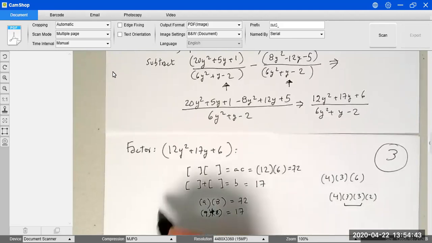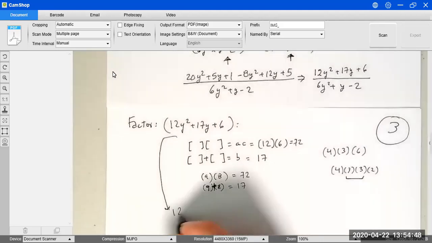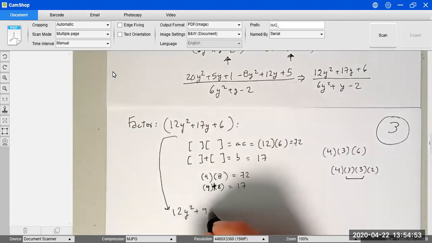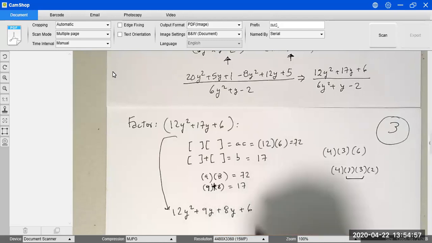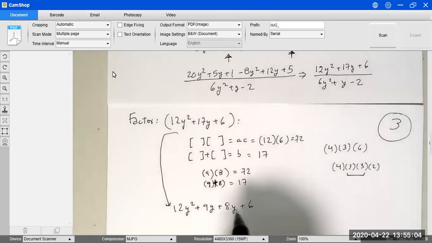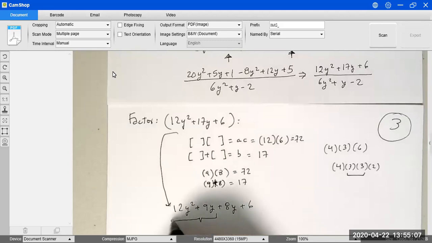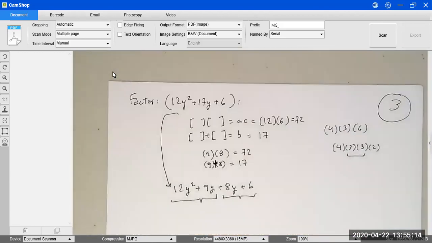So I'm going to break the middle term of this trinomial. So I have 12y squared plus 9y plus 8y plus 6. So that's the result of breaking the middle term. It's just 9y plus 8y. And then I'm going to use factoring by grouping.